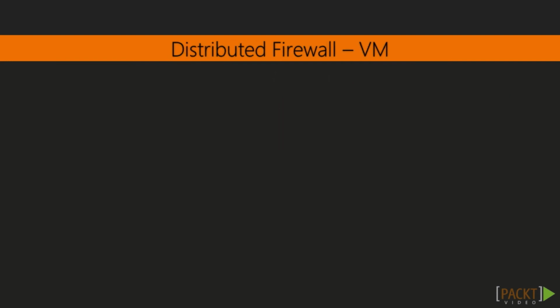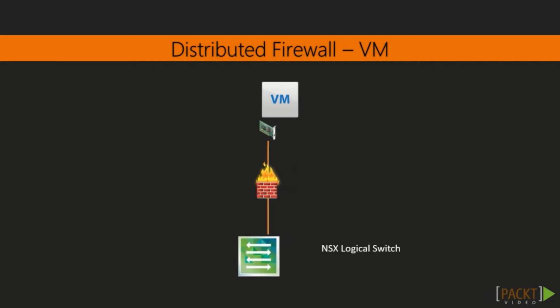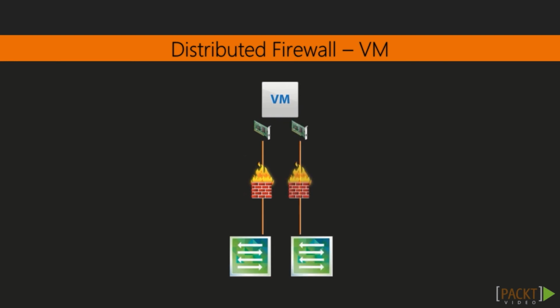The distributed firewall, on the other hand, is on a per VM, or to be more precise, a per VNIC per VM basis. So we just add a virtual machine. The virtual machine has a virtual NIC and is attached to either a virtual switch, a distributed switch, or an NSX logical switch. As we have mentioned, the DFW is completely independent from an overlay network. If we add another NIC to the virtual machine, we get another distributed firewall instance. So there is one DFW instance on a per VNIC basis.